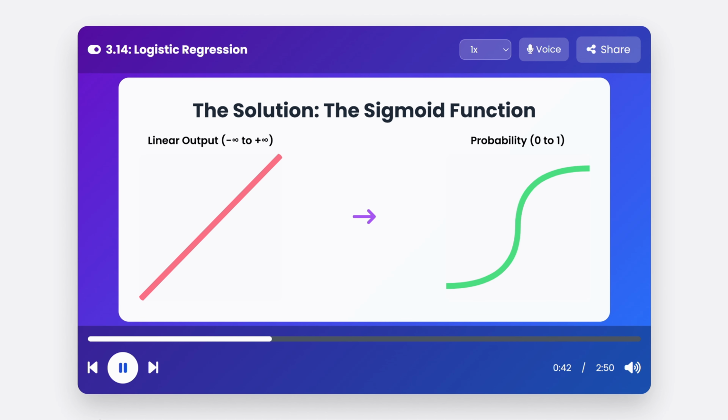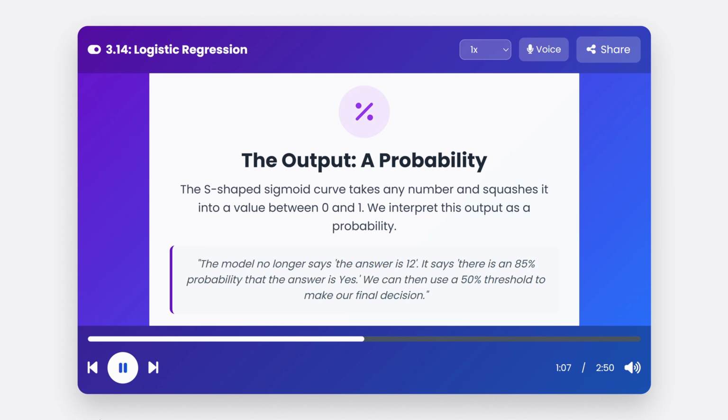The brilliant solution is to take the output of a standard linear equation and squash it. We do this by feeding the result through a special S-shaped function called the sigmoid, or logistic, function. This function takes any number, no matter how large or small, and transforms it into a value neatly between 0 and 1. This output between 0 and 1 is incredibly useful, because we can treat it as a probability.